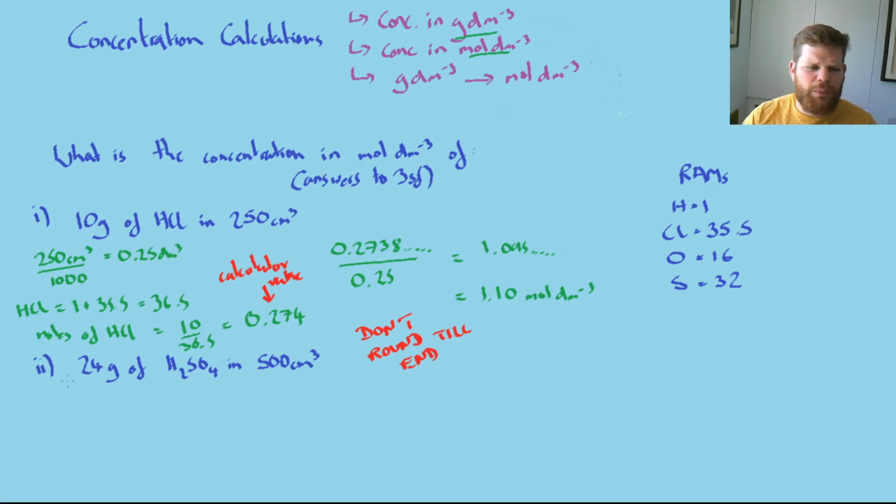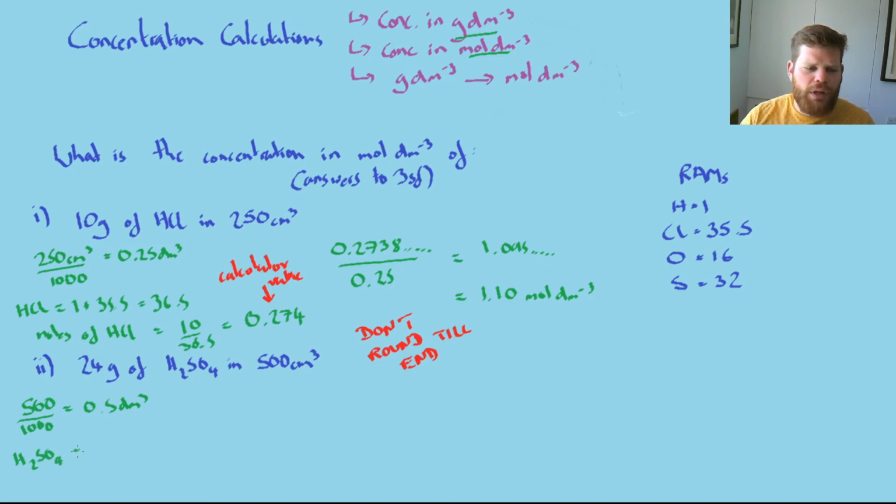So in the second example, we've got 24 grams of H2SO4 in 500 centimeters cubed. Okay, same steps. So my first step is to turn it into decimeters cubed. So I take 500 and divide it by 1,000, which gives me 0.5 decimeters cubed.